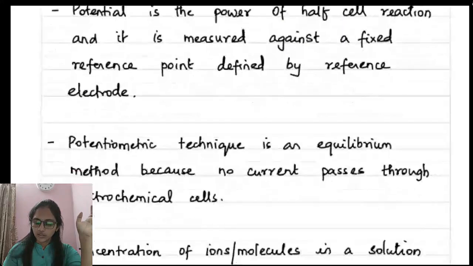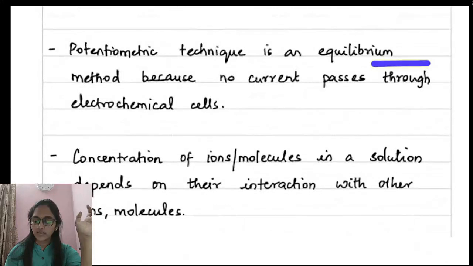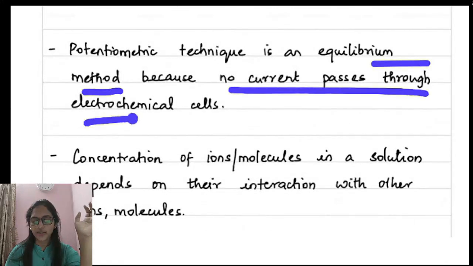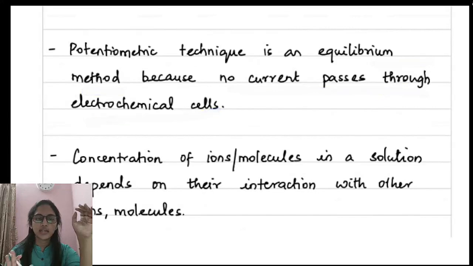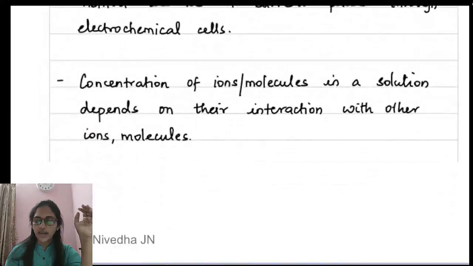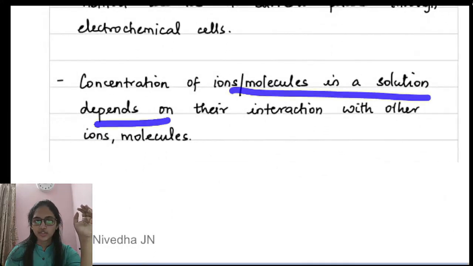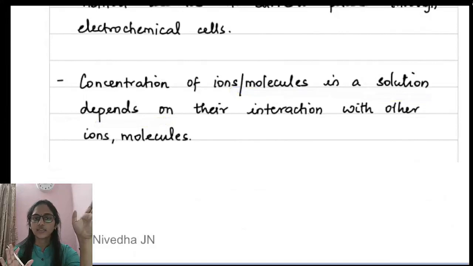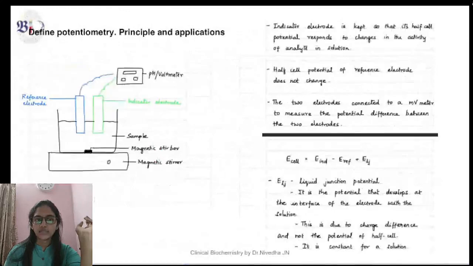Yes. So now the potentiometric technique is an equilibrium method because no current passes through the electrochemical cell. So you're not going to depend on the current. You're just going to depend on the potential difference. Now the concentration of the ions or molecules in a solution will depend on the interaction with other ions or molecules, right? So these are all basic terms that you will know.